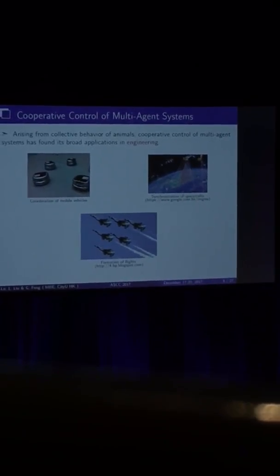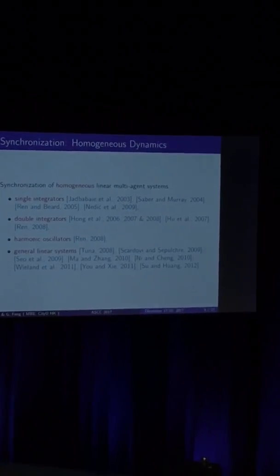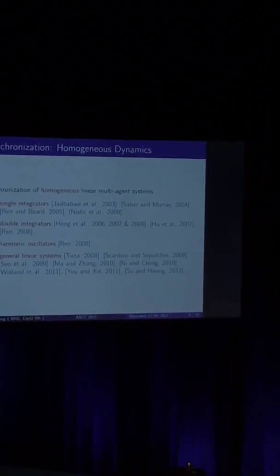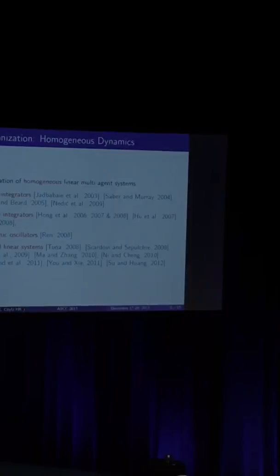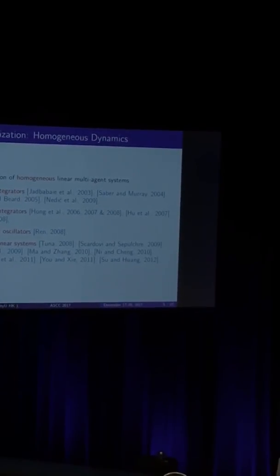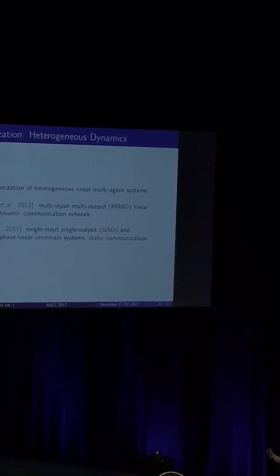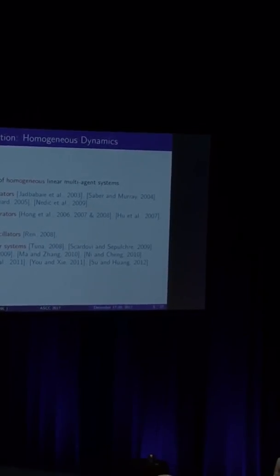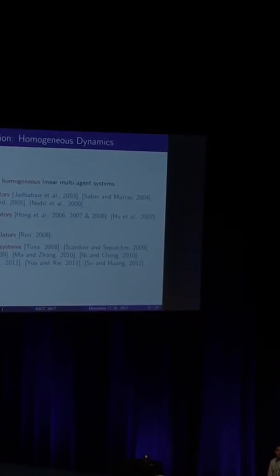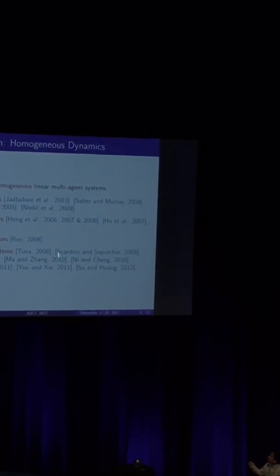such as coordination of vehicles, synchronization of spacecraft, and formation flights. As one of the most fundamental problems in cooperative control, the synchronization problem has been extensively studied. First, the synchronization problem is studied for homogeneous linear multi-agent systems. In particular, research has evolved from some simple dynamics such as single integrator, double integrator, harmonic oscillator to general linear systems.